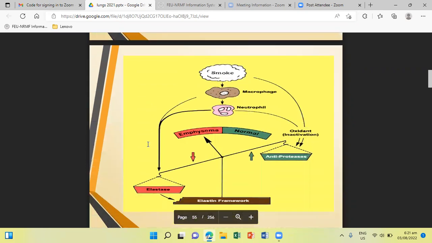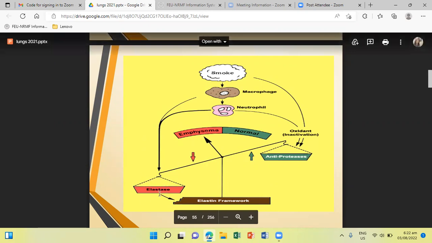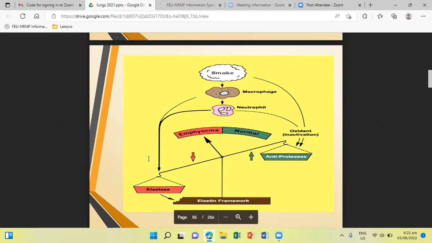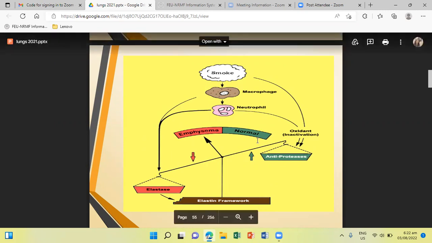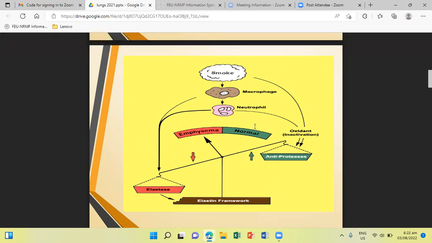So, this is an illustration which is not in your book, but I find it very useful for students to understand what I'm trying to say. So the idea is that proteases are important. It is actually supposed to be tipping off the balance so that you have more of elastase and fewer anti-proteases, thereby leading to destruction or enlargement of air spaces. It is basically because the elastin framework is the one that is acted upon.